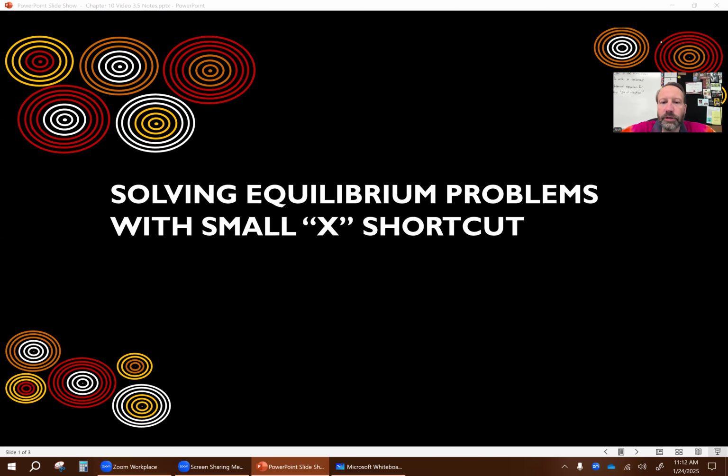Hey, AP Chemistry students, I wanted to show you a shortcut when it comes to solving equilibrium problems, especially because this shortcut is what I would expect to happen on the AP Chemistry exam. Now, it's a possibility that they're going to ask you to work out the quadratic equation, but that's unlikely. I think this shortcut is what you can expect to do for any equilibrium questions that you might need to solve on the AP Chemistry exam.